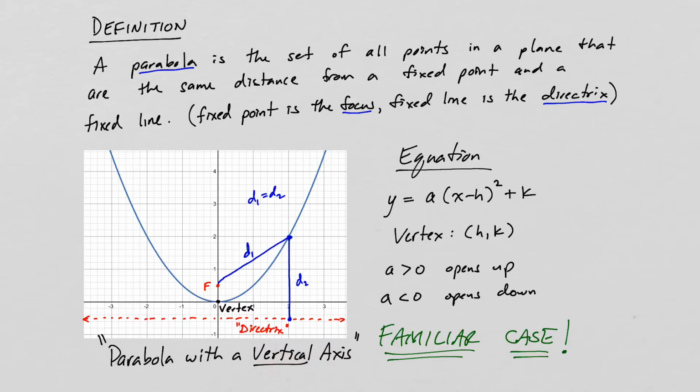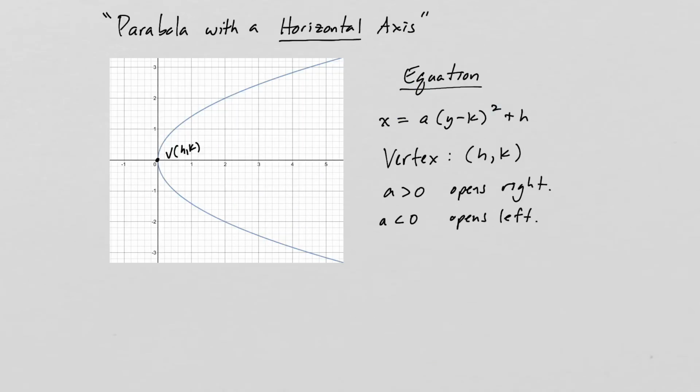What does that mean, vertical axis? Well, remember when we talked about parabolas, there was that line called the axis of symmetry, and it would come right down through the middle of the parabola. When your axis of symmetry is vertical, we say that this is a parabola with a vertical axis. So, good news, this should be familiar to you. This is absolutely no different than what we did before. There is another case, though. There is a case where you could have a parabola with a horizontal axis.